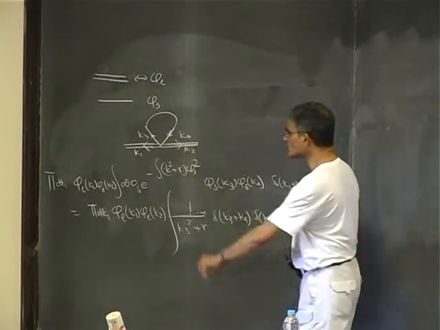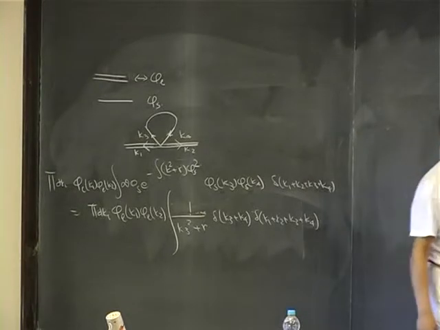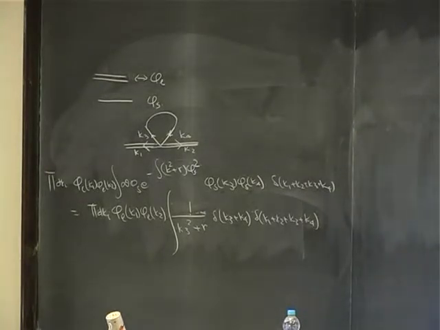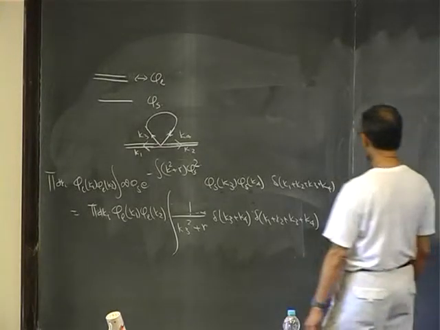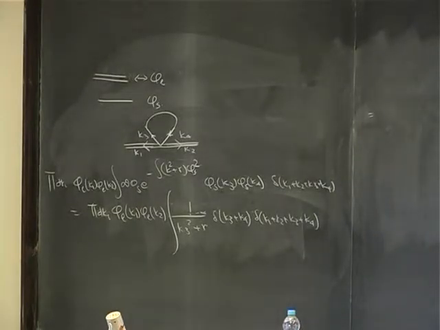There were 4 integrals to begin with. I have 2 delta functions. So at the end of the day, I should be left with 2 integrals. I can use the 2 delta functions to solve for 2 of the integrals. So let's do that. I'll just write down the final answer here.